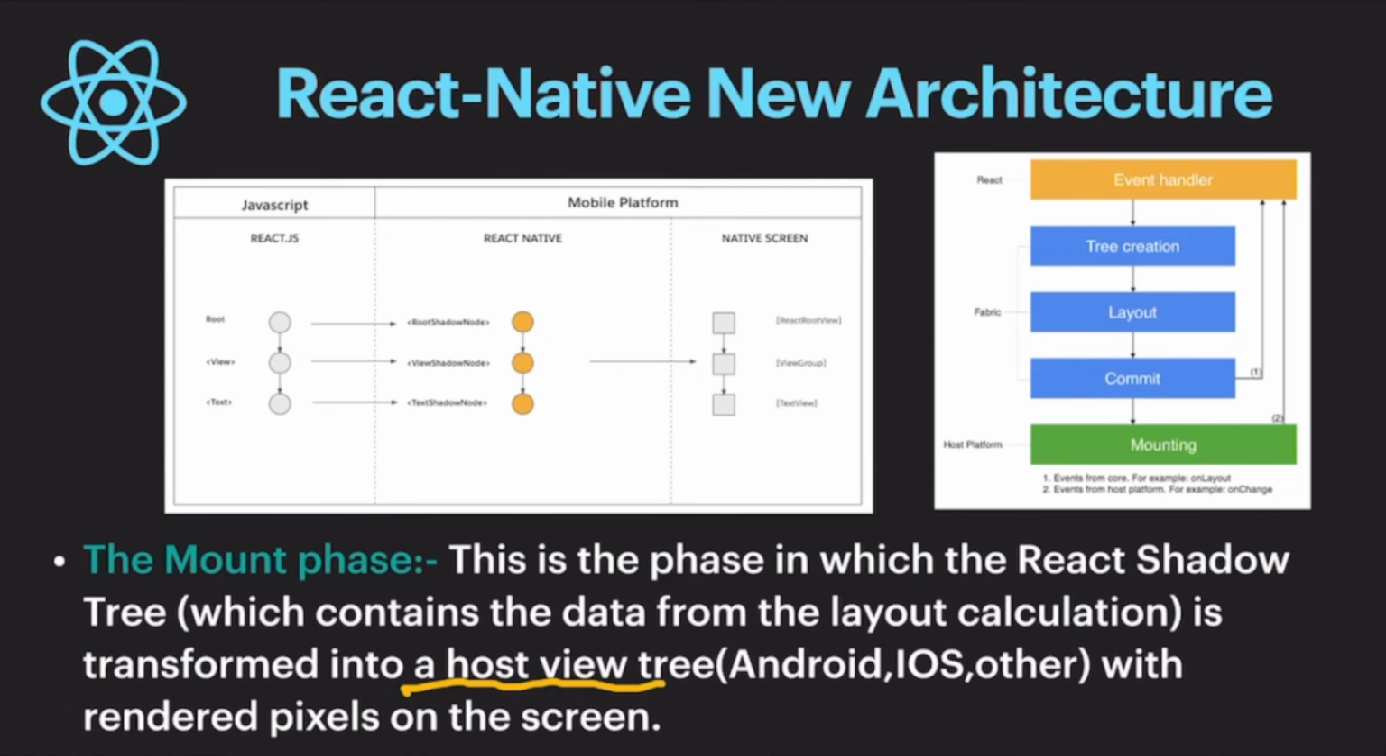into the host view tree. The host view tree can be Android, iOS, or any other platform, with rendered pixels on the screen. After the layout calculation, we generate the host view tree, which is what is shown on the screen. The mount phase is based on what we want to show on the screen. All the structure and views from the layout calculation are shown here in the mount phase, transformed into the host view tree, which we want to show on Android, iOS, and other platforms. So this is the mount phase.